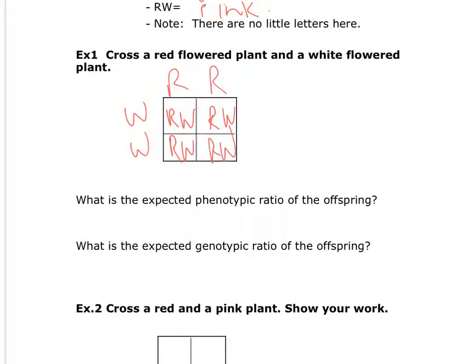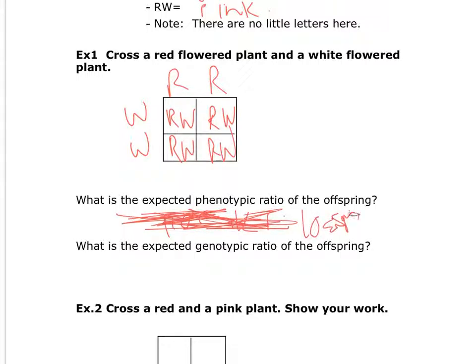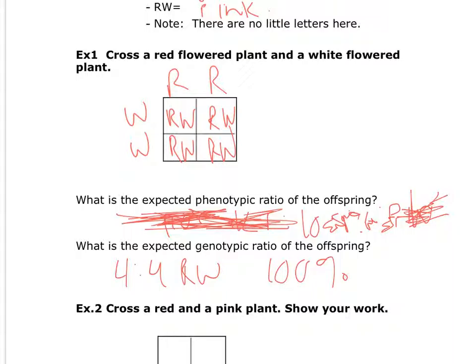Okay, so for the expected phenotype ratio, all of our boxes are RW. So all of our offspring, 4 out of 4, are going to be pink, or 100% are going to be pink. And then for genotype ratio, it's going to be 4 to 4 RW, or 100% RW. So that's how you do these problems. Let's try one more.